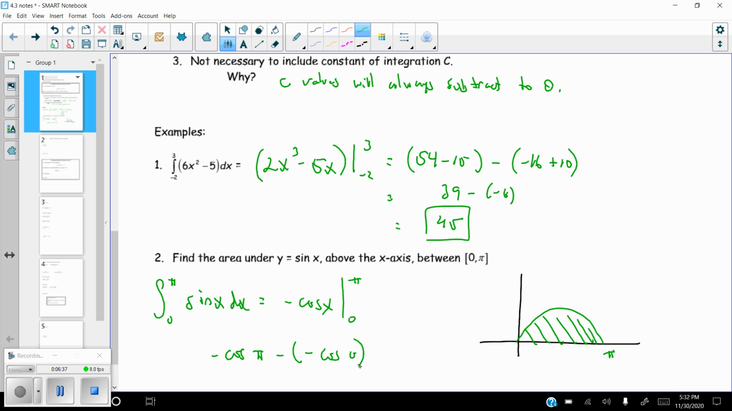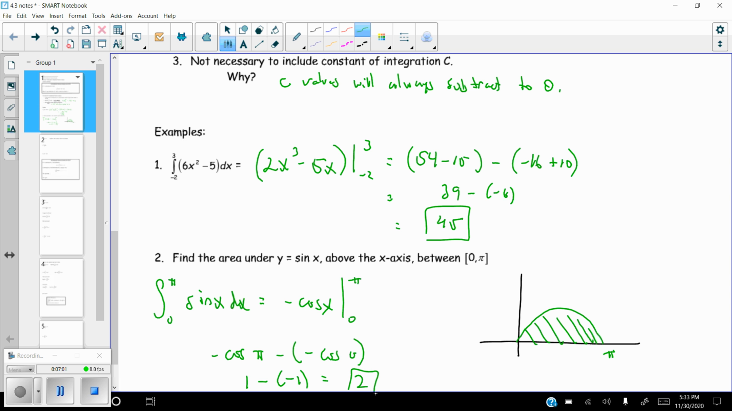So cosine of pi is negative 1. The negative out in front makes it positive 1. Minus, cosine of 0 is 1, so we're going to get minus a negative 1 from the inside of there. So 1 minus negative 1 is 2. So that area in the graph between sine of x and the x-axis from 0 to pi is 2.